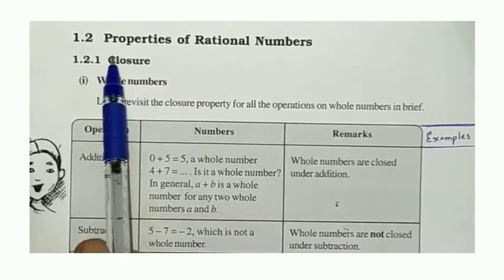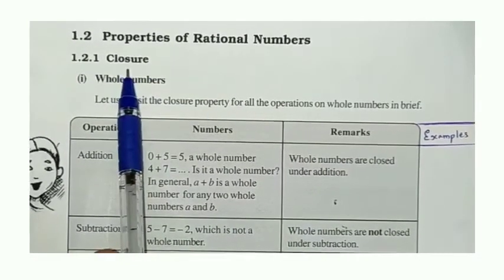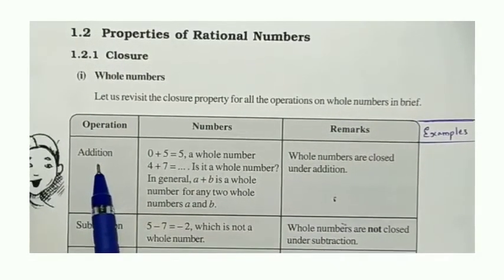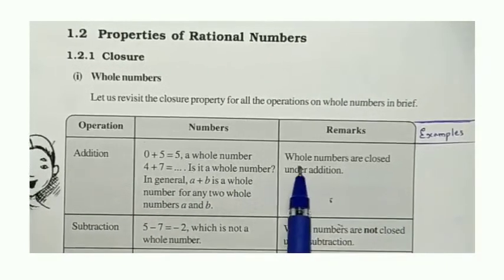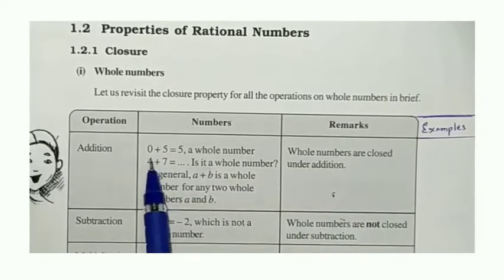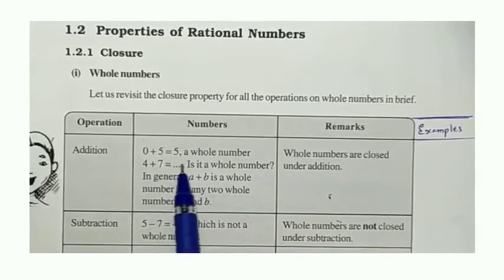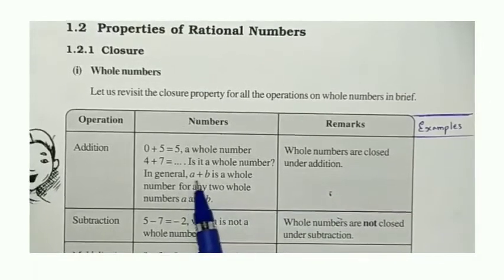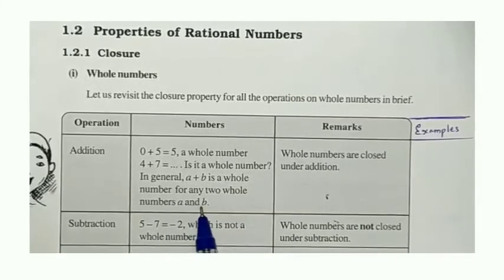Now we are going to learn properties of rational numbers. First, the closure property. Whenever you add any two whole numbers, you will get a whole number only. That's why whole numbers are closed under addition. For example, 0 plus 5 gives 5, and 4 plus 7 gives 11. So you get a whole number only. So a plus b is a whole number for any two whole numbers a and b.